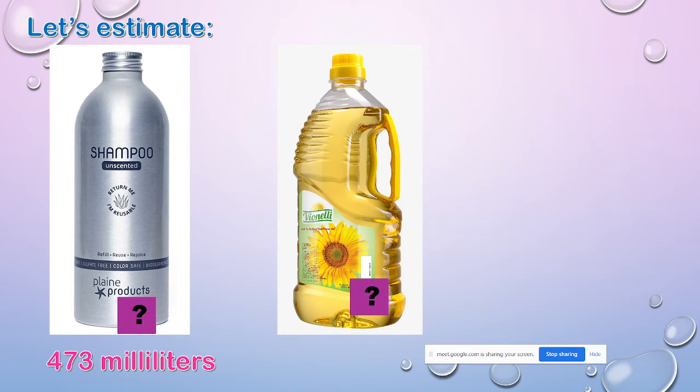This is a big bottle of oil. So what do you think is the volume of this? What do you think? 480. 450. This is a big bottle, so we have to use liter, not milliliter. The answer is 1 liter and 177 milliliters. 1 liter, 177 milliliters.